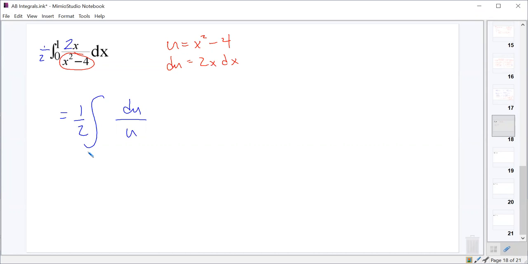From 0 to 1? No, because we have to turn those zeros and those ones into terms of u. So 0 squared minus 4 is -4, our new lower limit. And our new upper limit ought to be 1 squared minus 4, or -3. Everybody good with that?